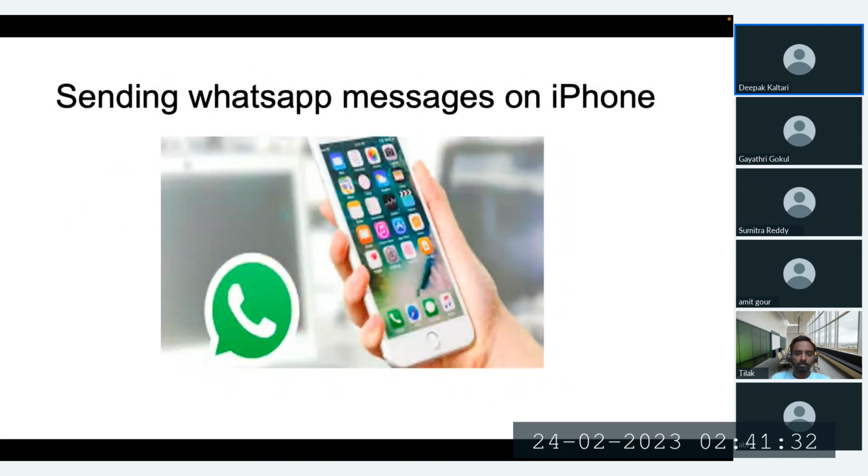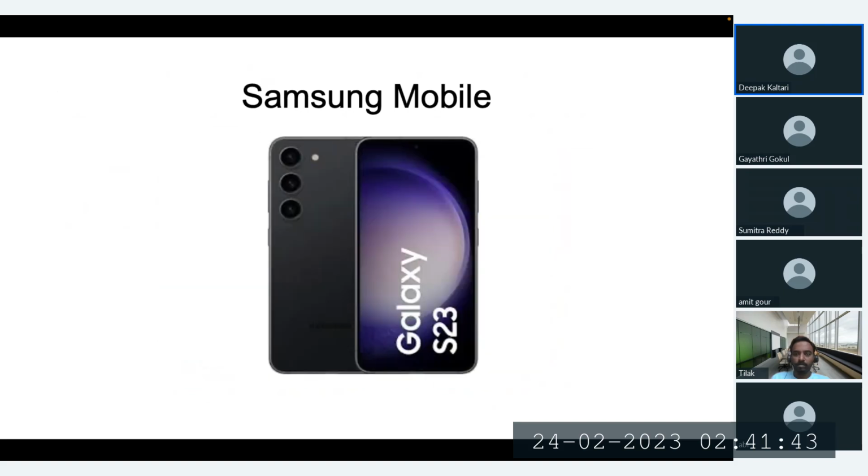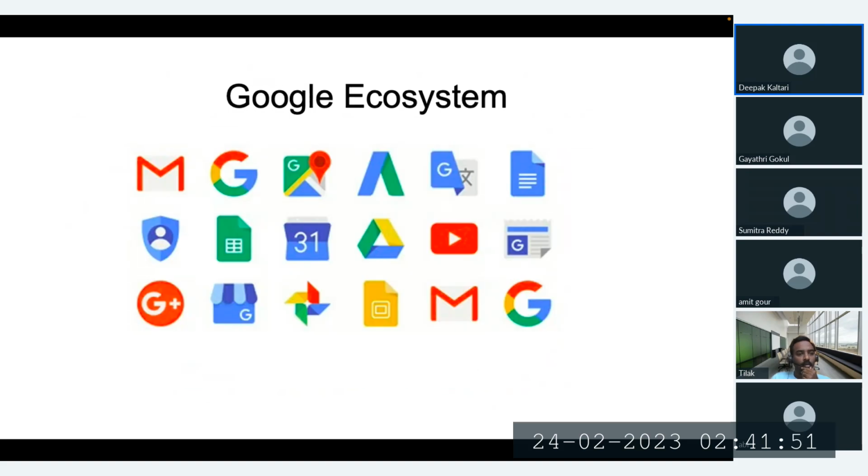Many of us in the group are using WhatsApp messages on iPhone or Samsung or Oppo or any other mobile. They are again non-Indian brands. Samsung Mobile, and one of the most commonly used Android operating systems, is a non-Indian brand again. And we cannot think of our world without the Google ecosystem, starting from Gmail to Google Maps, Google Drive, Google Hangouts. There are a lot of products here. YouTube. Every one of us is addicted to YouTube in one way or the other. We consume data to a tremendous level.